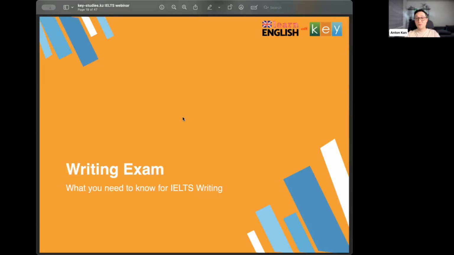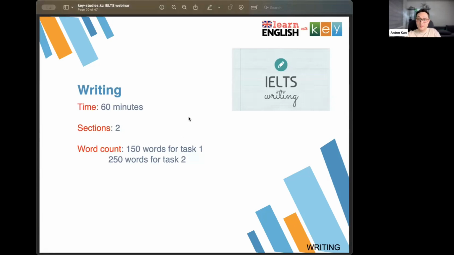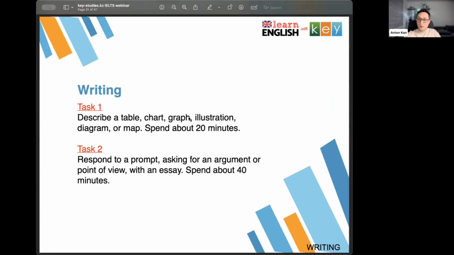Now we came to one of the most challenging parts, writing. So what do you need to know about it? There are 2 tasks, and you will have to complete them in 60 minutes, 150 and 250 words respectively. In task 1, you may have to describe a graph, a chart, or a map, while in task 2, you have to produce an essay, usually an opinion essay. The suggested time allocation is 20 and 40 minutes. 20 for task 1, 40 for task 2.